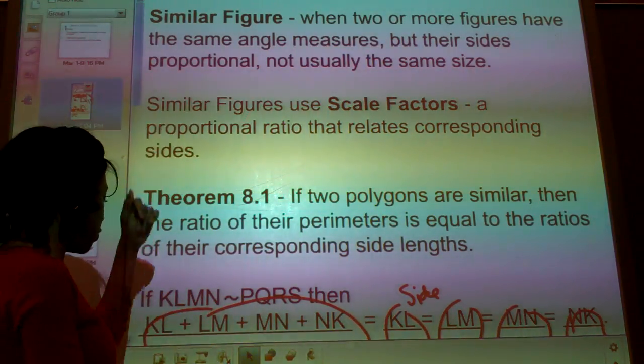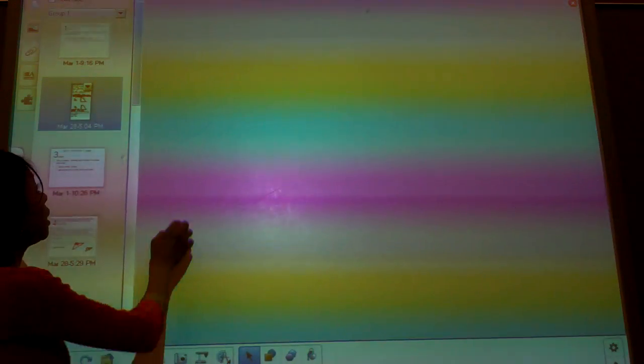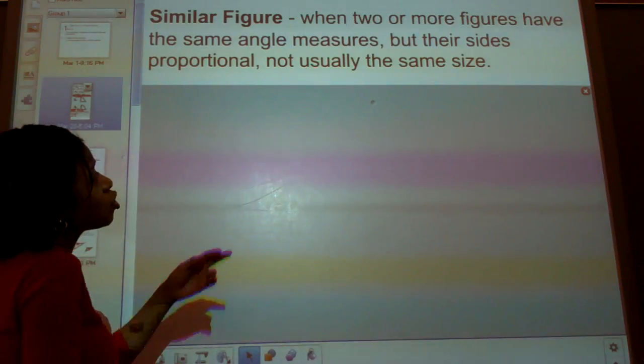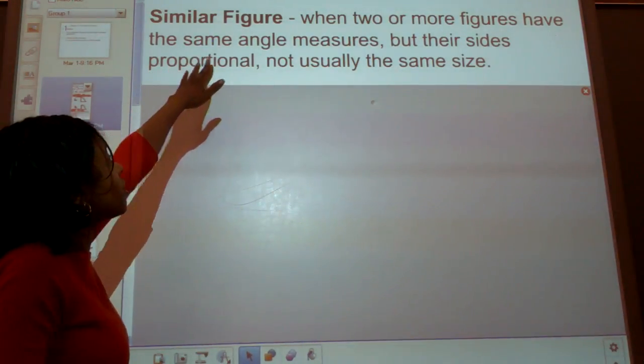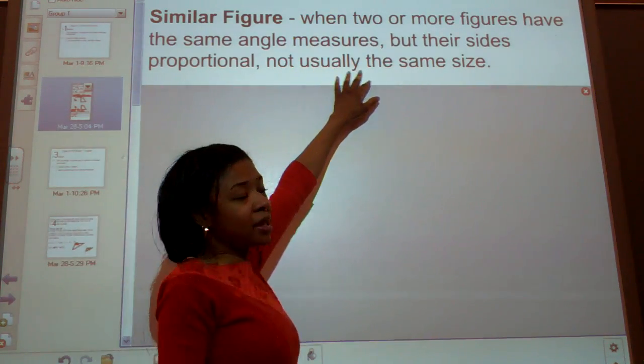Similarity. Similar figures. What similar figures mean is when I have two or more figures that have the same angle measures but their sides are proportional. Not exactly the same size.